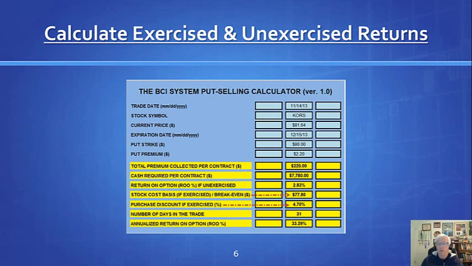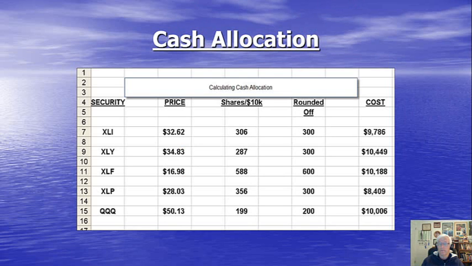Once we have that information, we can feed it right into a put calculator. At the time that I'm creating this video, we're going to be adding a basic put calculator as part of the free resources link on the bluecollarinvestor.com website. In this example, in the blue cells at the top, you simply feed in the information gleaned from the options chain, and then at the bottom, those cells become populated, and it will give you both exercised and unexercised returns.